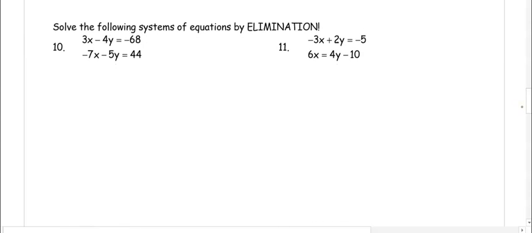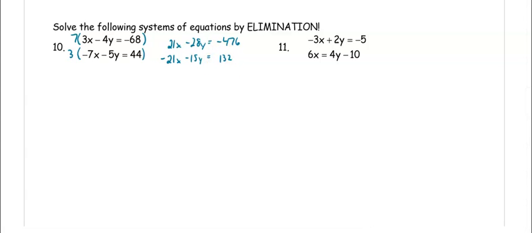Now we're going to solve by elimination. So in number 10, nothing eliminates right now, but we see that the x's have different signs. So I'm going to multiply the first equation by 7 and the second equation by 3. So when we do that, we get 21x minus 28y is equal to negative 476. We multiply by 3, negative 21x minus 15y is equal to 132.